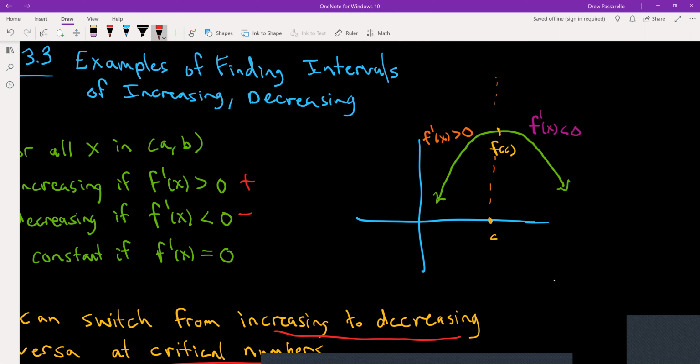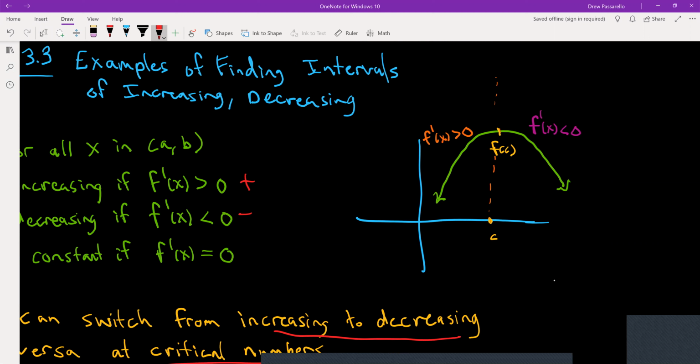Recall that for all x in the open interval (a, b), the function is increasing if its first derivative is positive, so greater than 0. The function is decreasing if its first derivative is negative, which is less than 0. So positive, negative, and then it's constant if its first derivative is equal to 0 for all x in the interval (a, b).